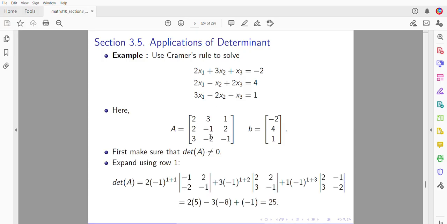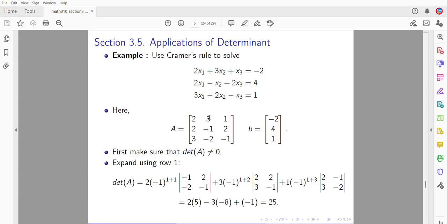So, we are expanding using row 1. 2, that's 2. The sign for 2, its location is 1, 1, negative 1 to the 1 plus 1. Drop this column, drop this row, whatever is left over, its determinant. That's with 2. I'm expanding along row 1. Next 3. Write down 3. And then keep track of the sign.